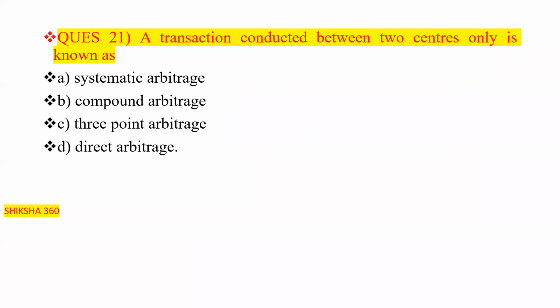Now the next question, question number 21. A transaction conducted between two centers only, it is known as systematic arbitrage, compound arbitrage, 3-point arbitrage, or direct arbitrage. So what is the correct answer? Option D is the correct answer, that is the direct arbitrage.